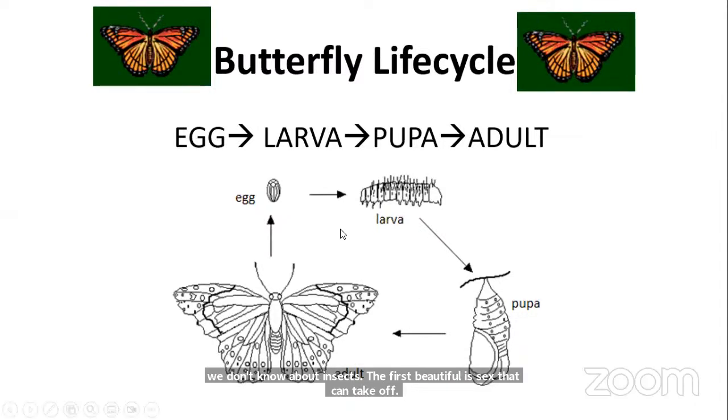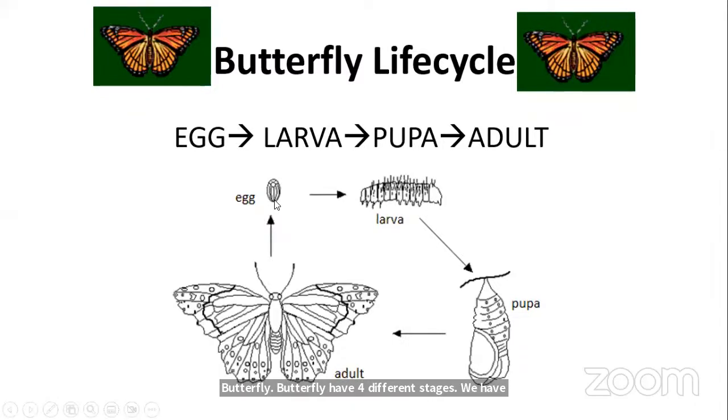Butterfly have 4 different stages. We have the egg here. After it hatches, it becomes a larva, which is known as the caterpillar. After the caterpillar eats the leaves for some time, it becomes a pupa. And after some time, the butterfly will emerge from the pupa shell and so becomes an adult butterfly. And after some time again, the butterfly lays eggs and the process will continue in a circle.